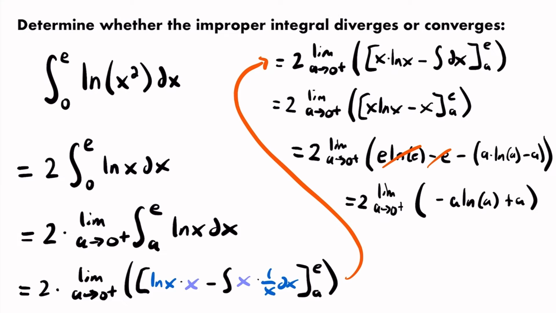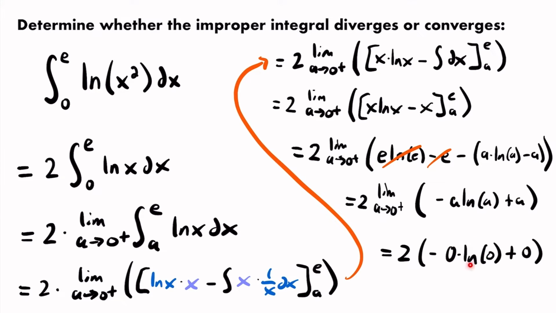And so at this point, I think it makes sense for us to try and evaluate this limit and see if our improper integral diverges or converges. And so we can just plug 0 into this expression for a and see what happens. You can always do that for a one-sided limit, just like you can for a two-sided limit. And so if we do that in this case, this will be equal to 2 times negative 0 times the natural log of 0 plus 0. Now, this term is not a problem. The limit as a approaches 0 from the right of a is going to be 0. That's not a problem. We don't need to worry about that.